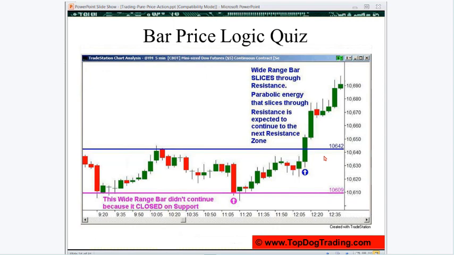With this wide range from high to low, wide range from open to close, it's a very dramatically bullish bar. And here's the extra lesson on this slide. It broke through resistance and it closed above resistance. So it just sliced right through. It sliced it like butter. And when the market slices through support or resistance like butter, that means it's on a tear.